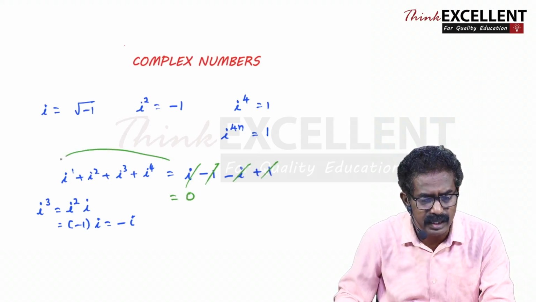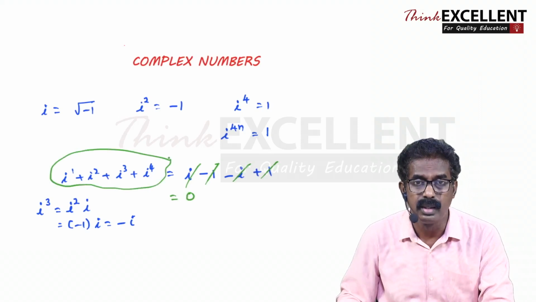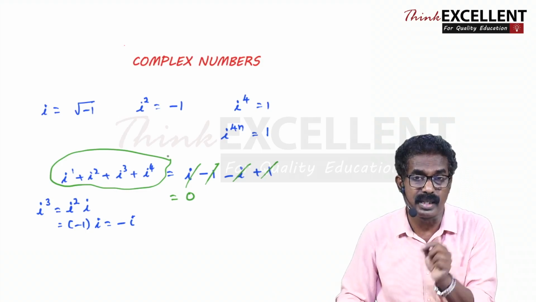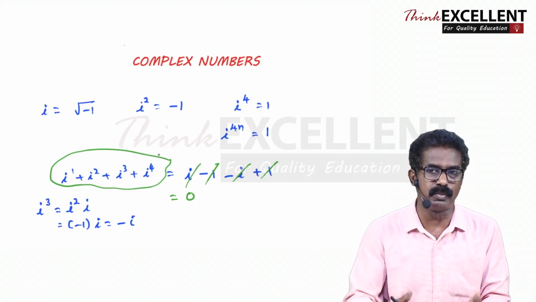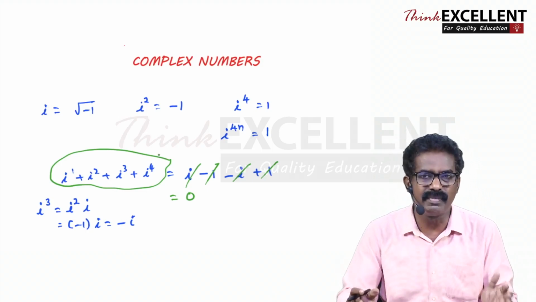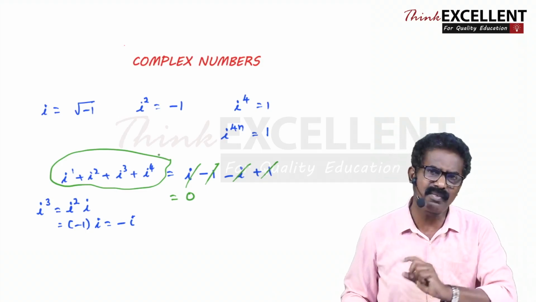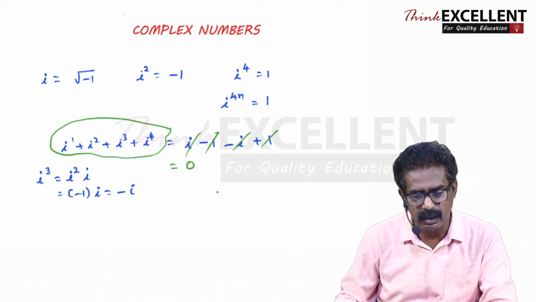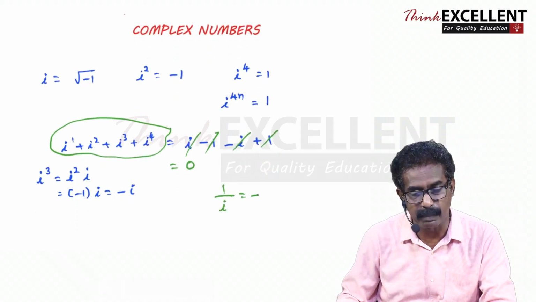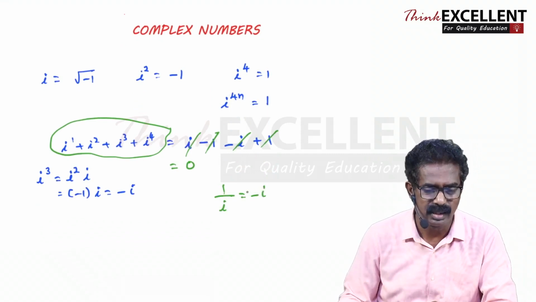So remember, continuously if I take 4 powers, for example i raised to 20 plus i raised to 21 plus i raised to 22 plus i raised to 23, then definitely your answer is 0. You start from anywhere, continuously 4 powers you take. So that you remember. Then 1 by i value is what? Minus i. So these are some of the important values.